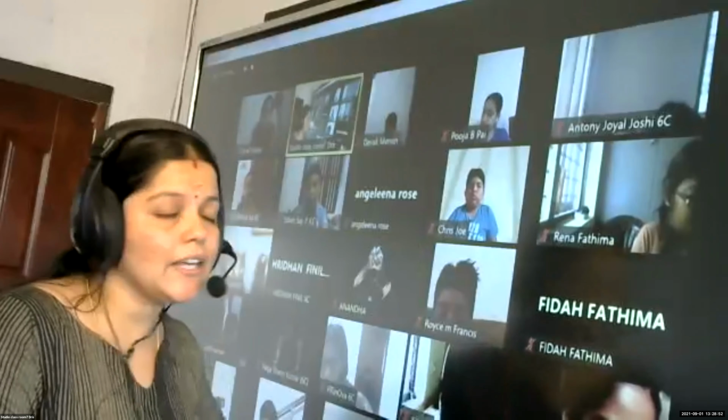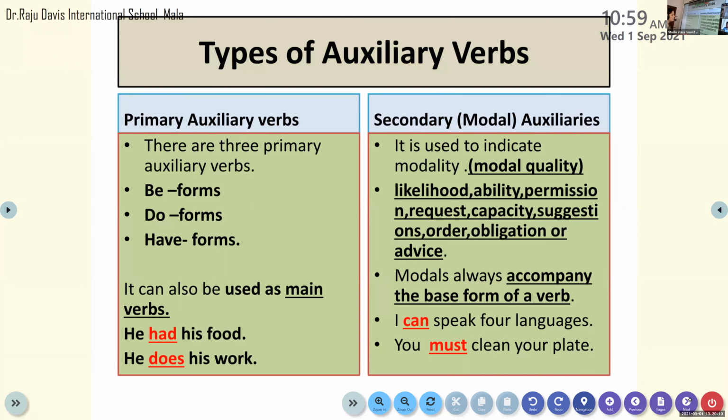If you get the pronunciation of modal auxiliaries, you can listen two or three times and you can get the right one. So use it accordingly. So clear? Am I clear, children? Yes, ma'am. Okay, so the modalities I said, it is modality. The word is modality. Modal quality. It is called modal quality.